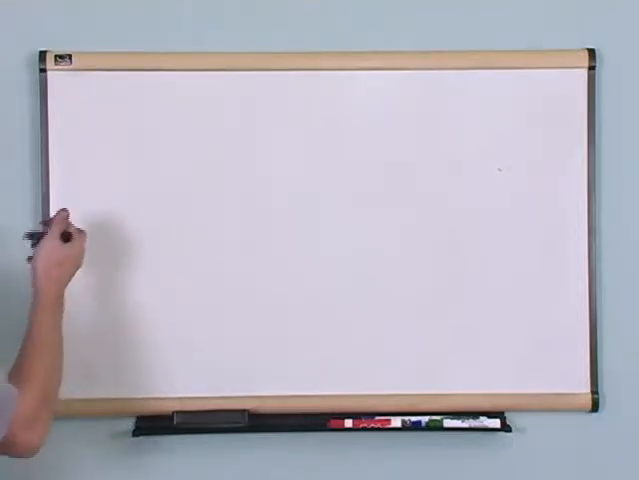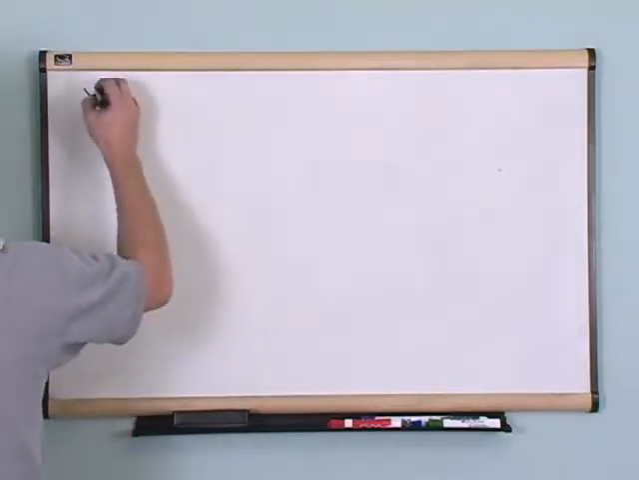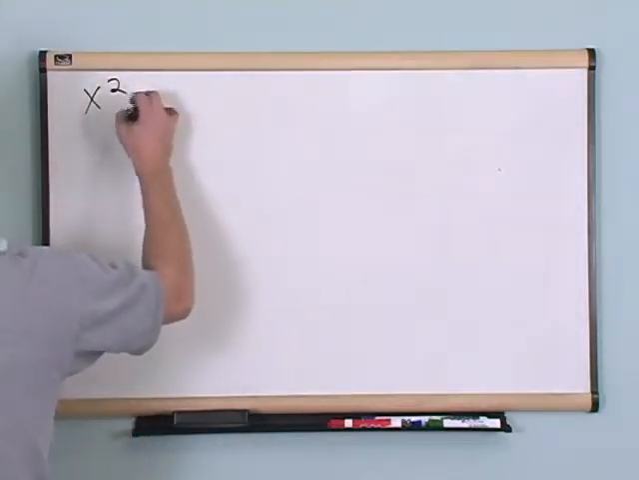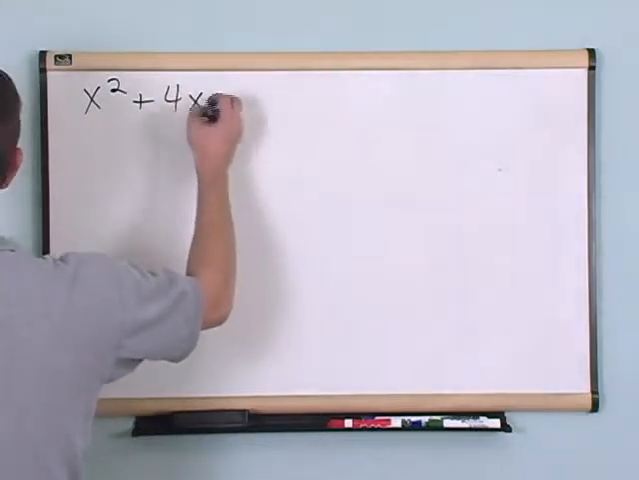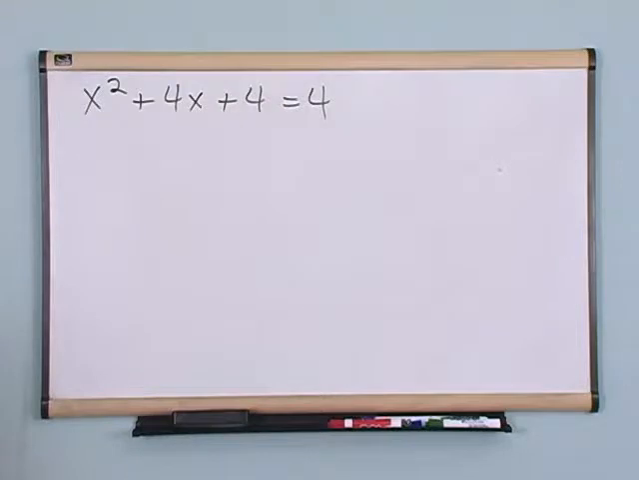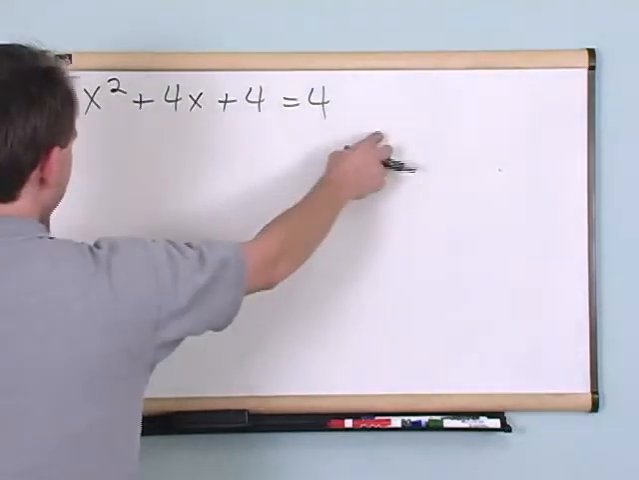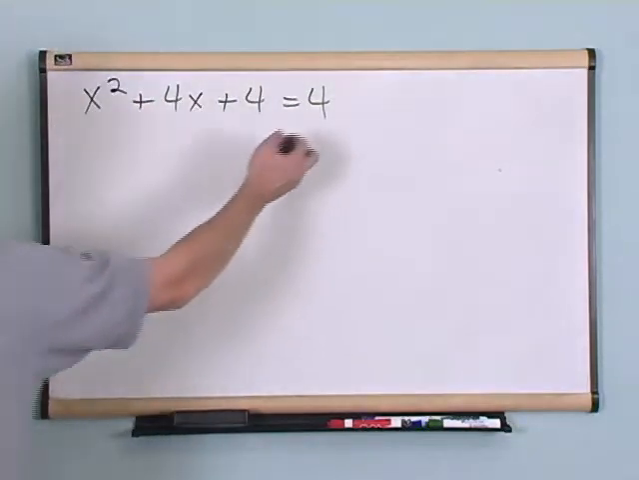Okay, what if you had x squared plus 4x plus 4 equals 4? Well, the first thing I want to do is put this in standard form. I want something to equal 0. So I want to get this 4 over here.